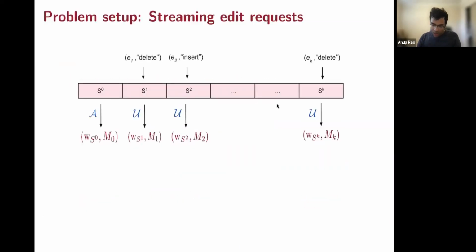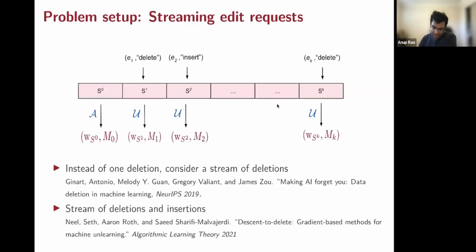So we'll also not just consider one deletion request. We might have a stream of edit requests, and it can be both deletions and insertions. And we'll ask for learning guarantees, the exact unlearning guarantees at each time, at each edit request. For this talk, I'll mostly assume we get just a stream of deletion requests, just for simplicity. And this is also considered in previous papers.